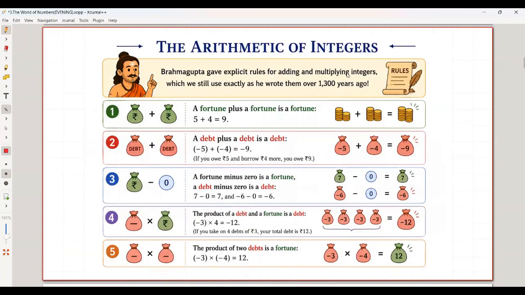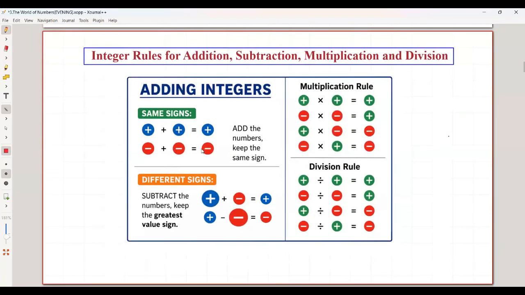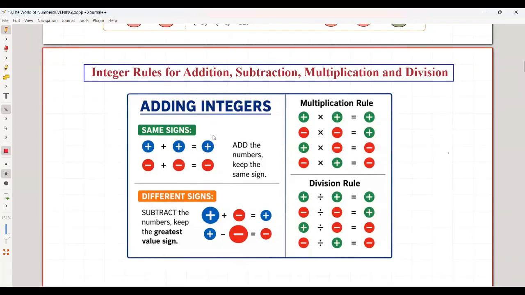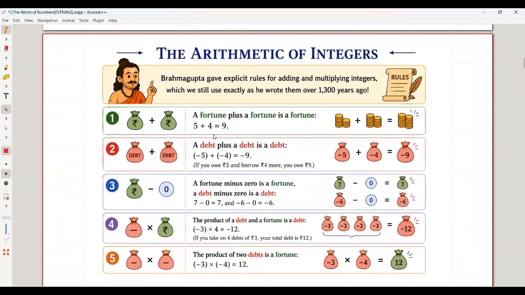We already learned the arithmetic of integers, the rules for addition, subtraction, multiplication and division of integers, right? Here Brahmagupta gave the rules in a different way. We already learned these rules in our lower classes. If you understand this rule, very good. Before that, I just want to explain what rule Brahmagupta gave. In the book it's given like a paragraph, which is difficult to understand, so I made the paragraph into a picture.